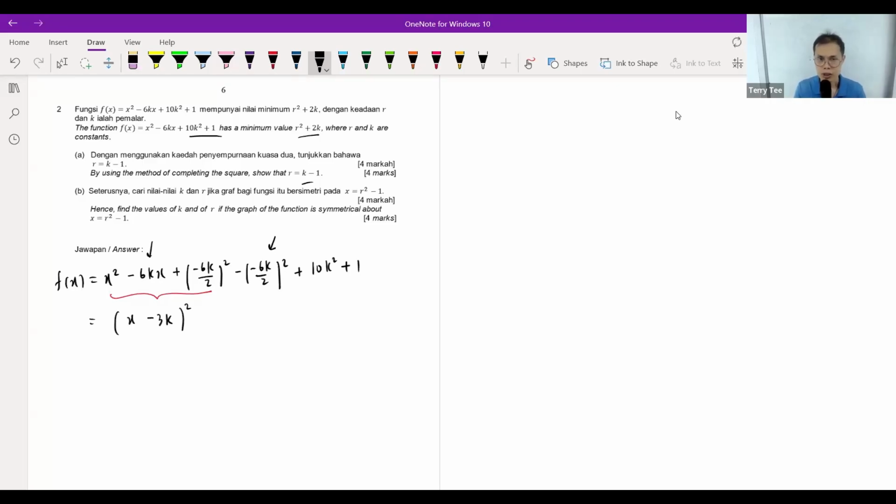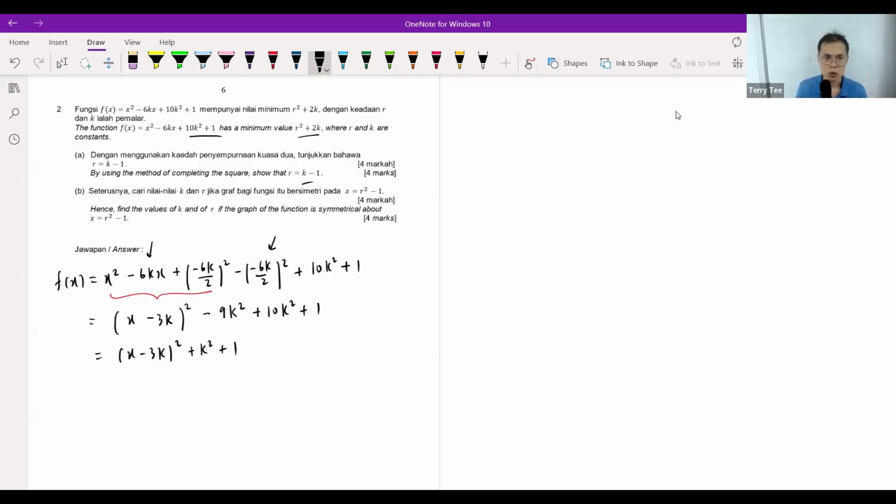And this is minus 3k. The moment you square it, it is positive 9k squared. But remember, there's a negative outside, so we write a negative outside here: negative 9k squared plus 10k squared plus 1. Since we can simplify further, the minus 9k squared plus 10k squared is 1k squared, right? So you have k squared plus 1.